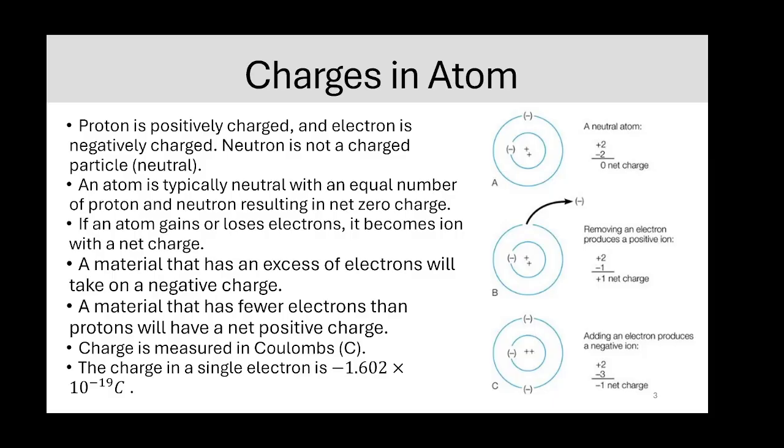In its natural state, an atom is electrically neutral. This is because it has an equal number of protons and electrons. We can see in the first diagram here, if there are two protons and two electrons, the net charge in the atom will be 0. That also means that one proton and one electron have the same amount of charge, but the proton has a positive charge and the electron has a negative charge.